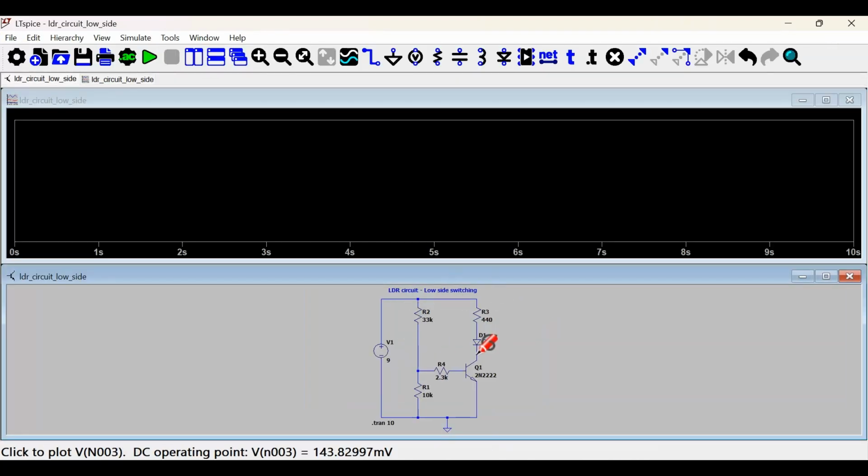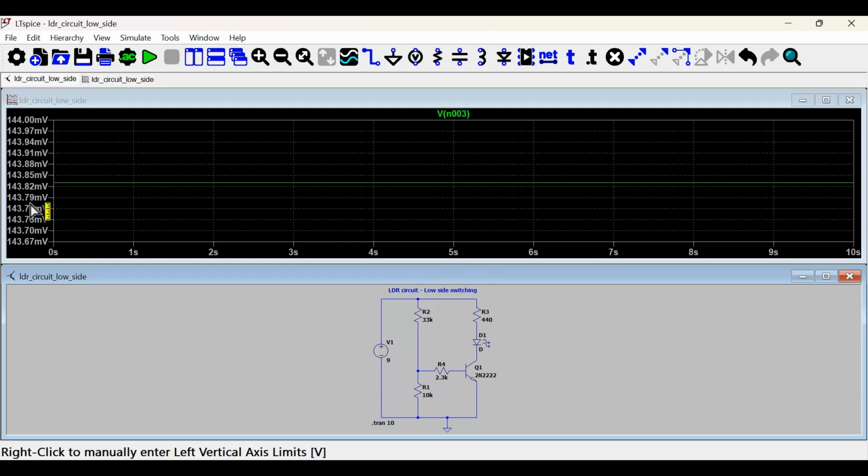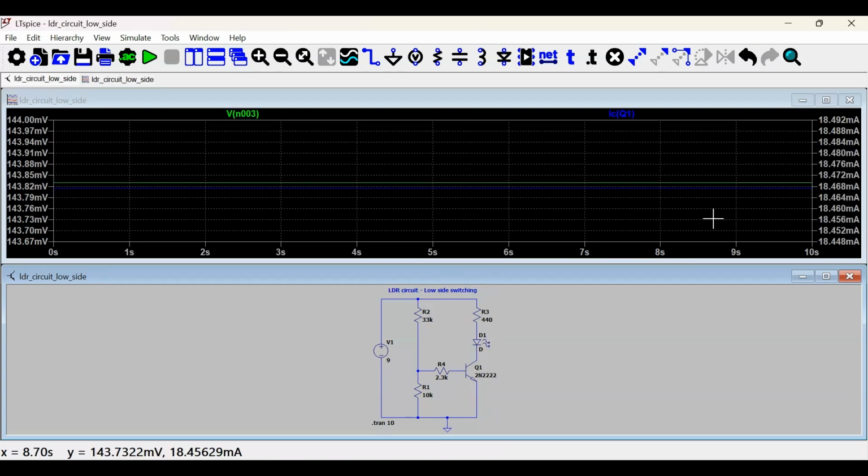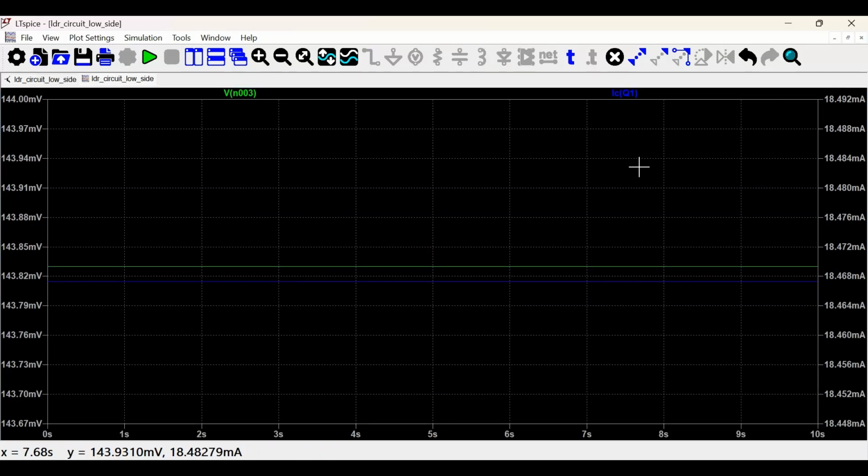Now when we probe the collector voltage, we get 143 millivolts. And the current through the collector is 18 milliamp, which means the transistor is on and a current of 18 milliamps is flowing through the LED. This will make the LED glow. So once again showing the plot in a magnified form, you see that voltage at the collector is 143 millivolt and collector current is 18 milliamp.